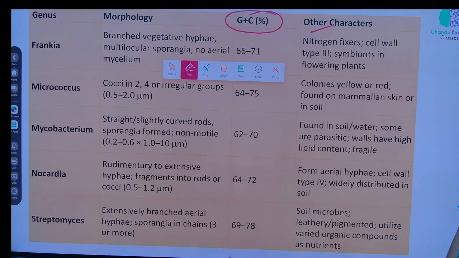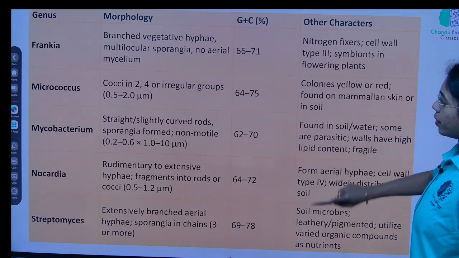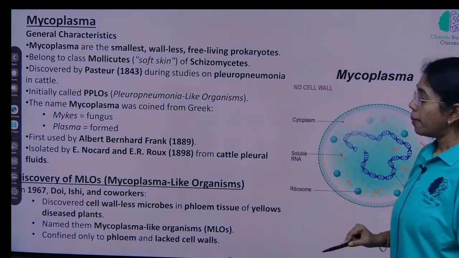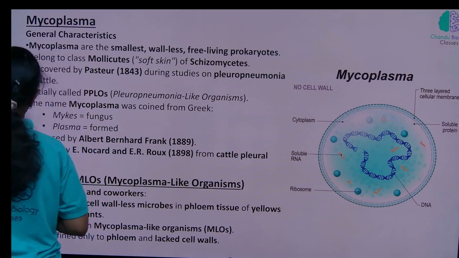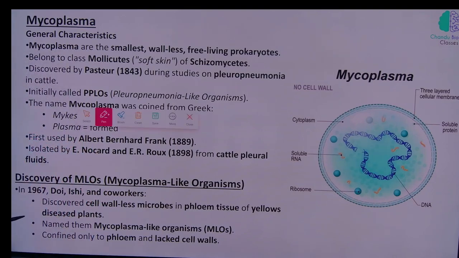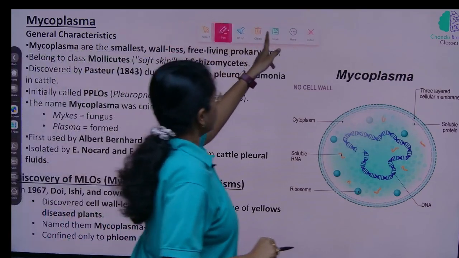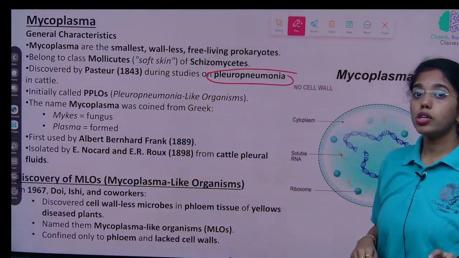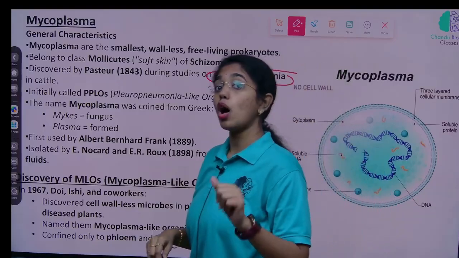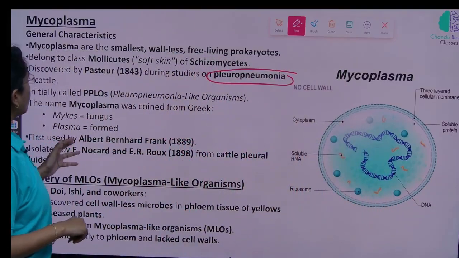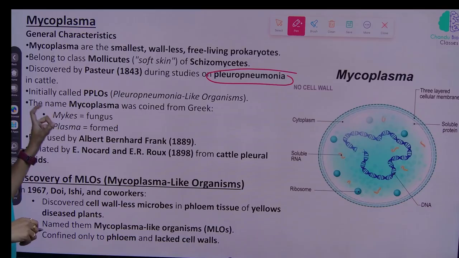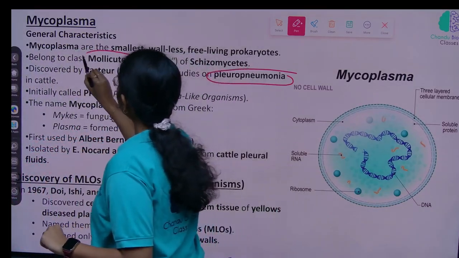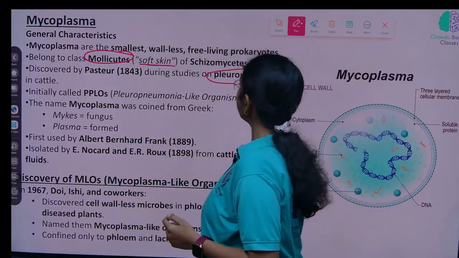Any doubts anywhere? Now we will move on to Mycoplasma, which is very important. Mycoplasmas are addressed as jokers of the microbial kingdom because they are pleomorphic in nature and change their shape very often. They are wall-less bacteria, also called bacteria with their coats off. They do not have a cell wall. Mycoplasmas are the smallest wall-less free living prokaryotes. They belong to the class Mollicutes, soft skin, of Schizomycetes.